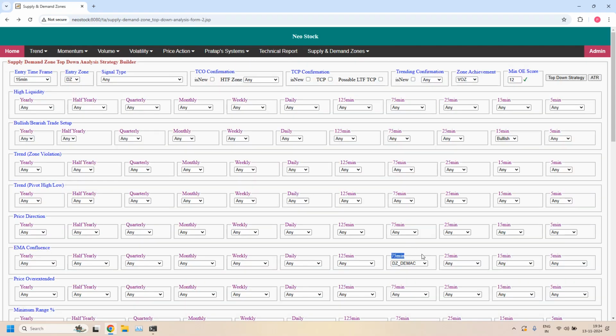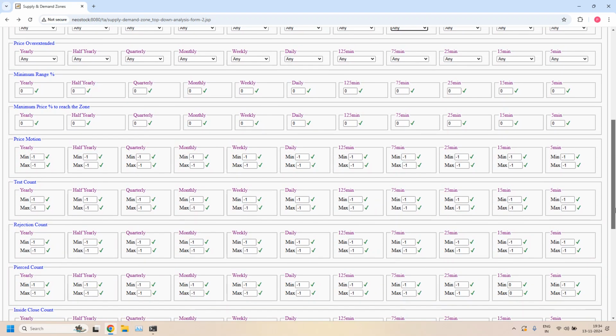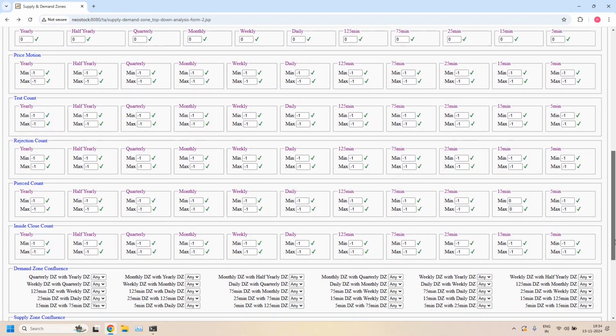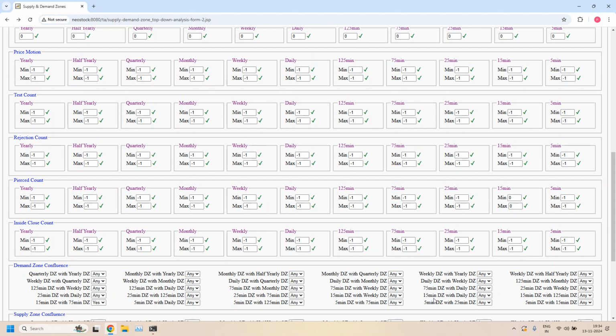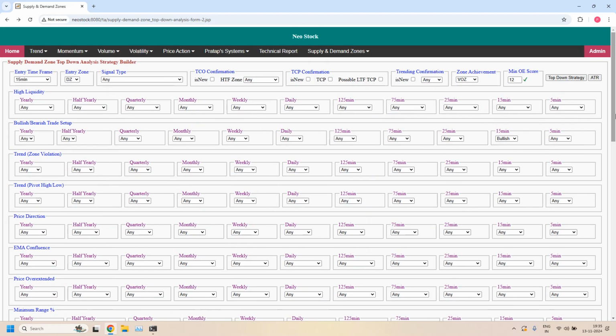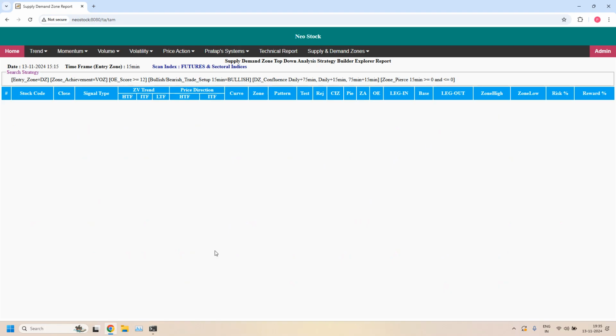Okay. Next, let us verify whether HTF confluence is also there for that stock. So in the demand zone confluence, two more additional filters: 15 minutes demand zone with daily demand zone confluence, and 75 minutes demand zone with daily demand zone confluence, with all the three filters. We did not get any stocks with LTF, ITF, HTF confluence. Okay, this is about the bullish trade setup for daily income trade.